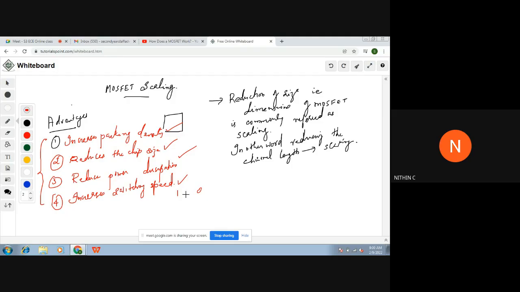In digital circuits, you know that we always deal with ones and zeros. A transistor is capable of creating these ones and zeros. That is why transistors are mostly used in digital circuits. So the transistors we use should be of smaller size for increasing the switching speed, reducing the power dissipation, reducing the chip size, and increasing the packing density. Okay.